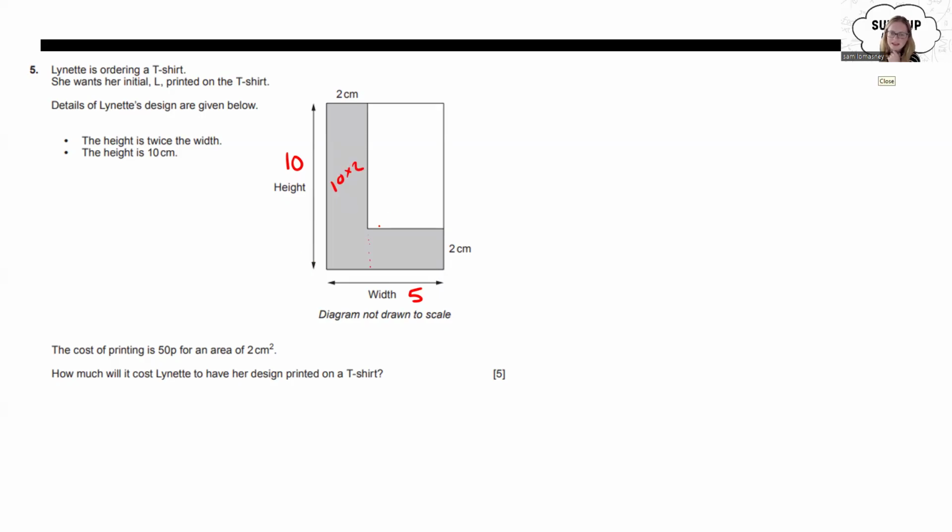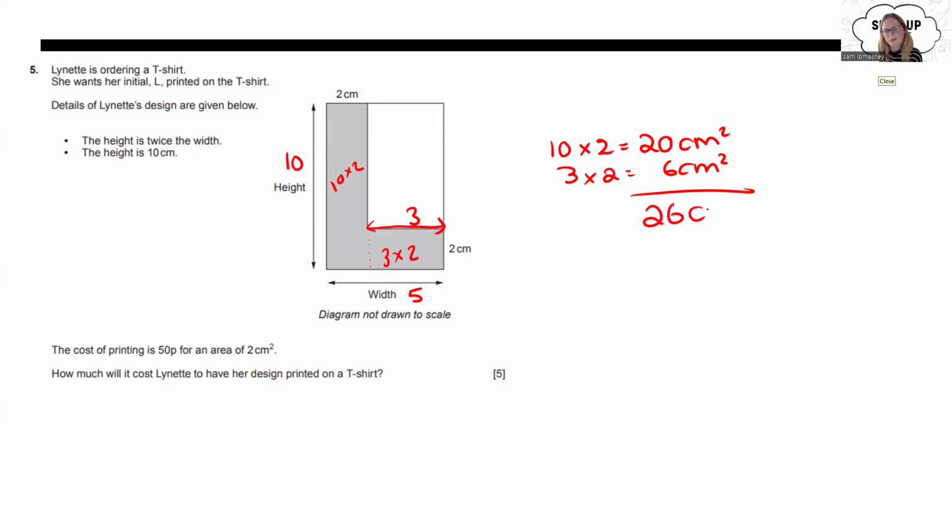Then to get the side by here, because we currently haven't got that, we need to do 5, take away that 2, which gives us 3. 3 times 2 for this one. So 10 times 2 gives us 20 centimeters squared. 3 times 2 gives us 6 centimeters squared. Add them together, gives you a total area of 26 centimeters squared.